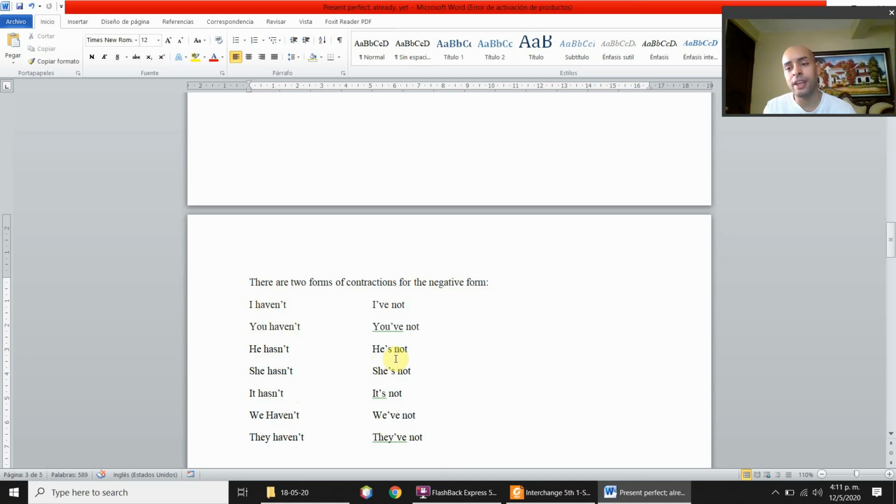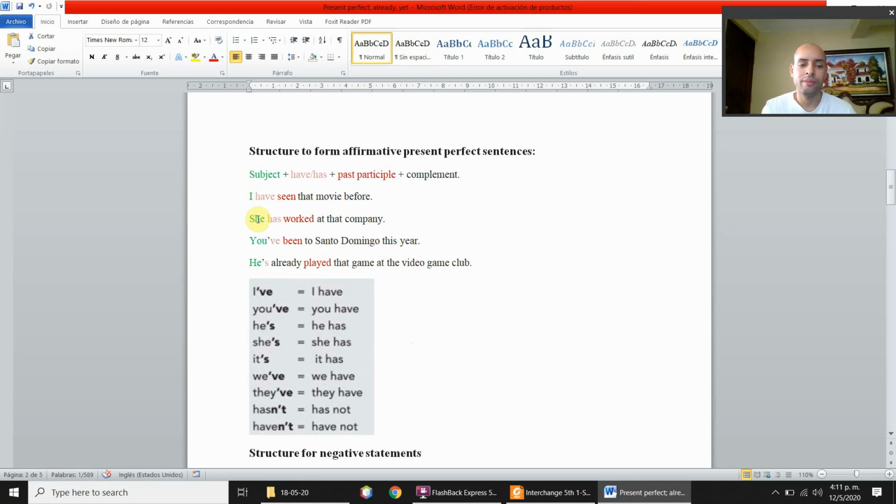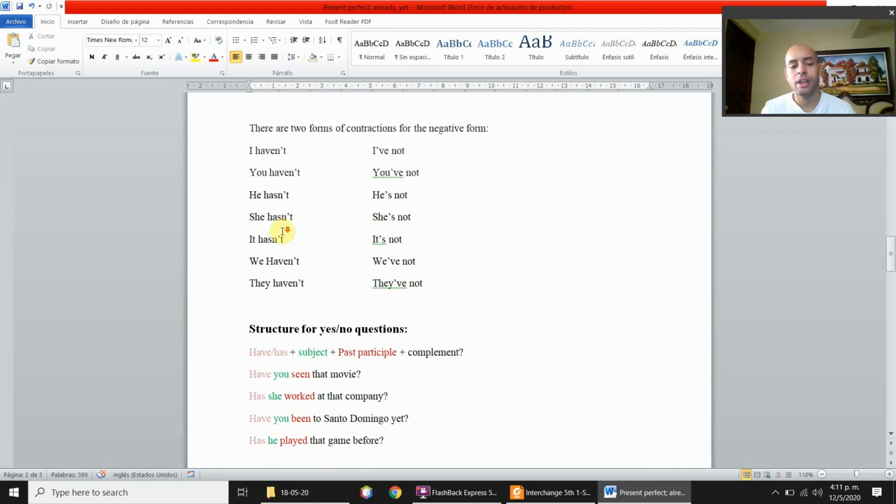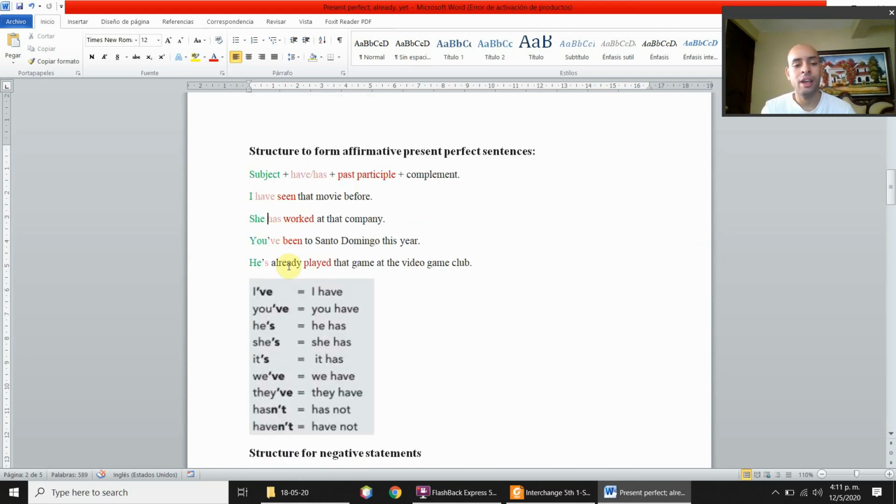And you might be thinking, well, how do we know if this 's means is or if this means has? Well, we have a structure here. If you see a past participle after the 's, then you are using the present perfect. As you can see here, he's already played. We are using the past participle after the 's, so we're using the present perfect.